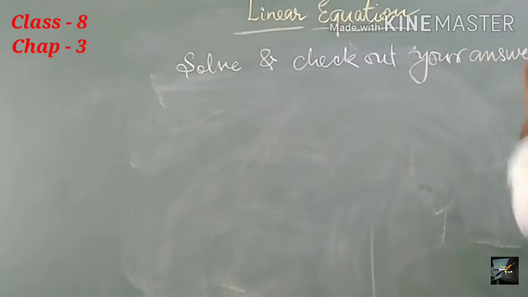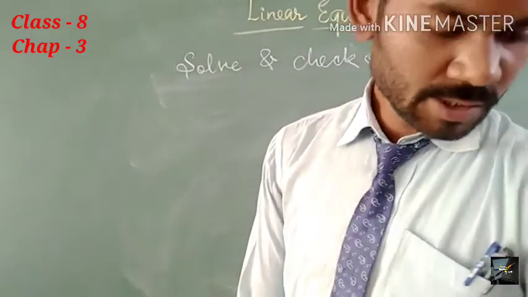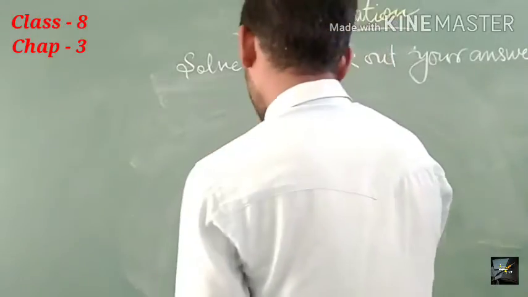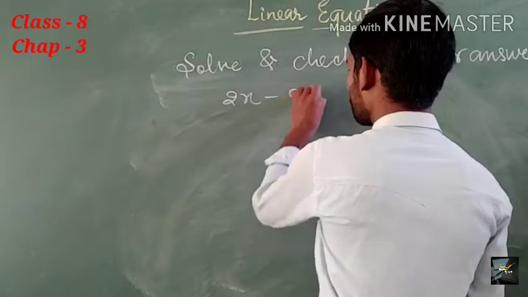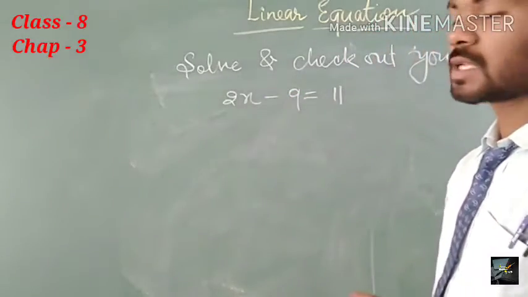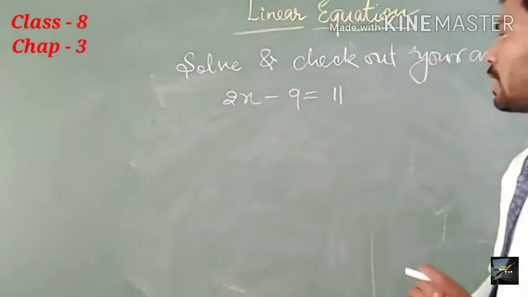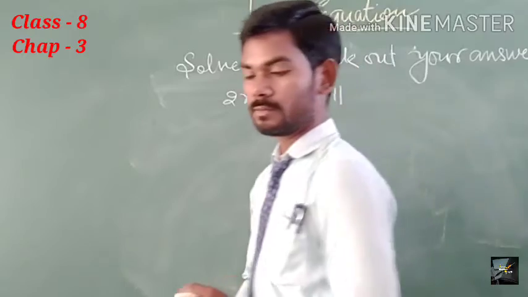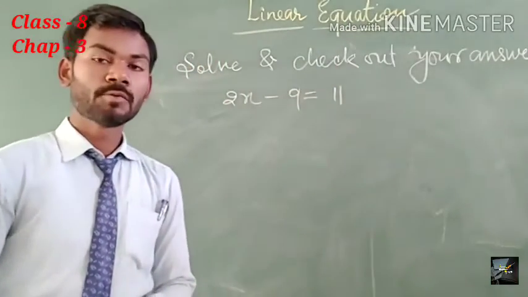Hello. Solve and check out your answer. The first question is given that 2x minus 9 is equal to 11. 2x minus 9 is equal to 11 is the given, and there is no instruction given as to which method should be used here.